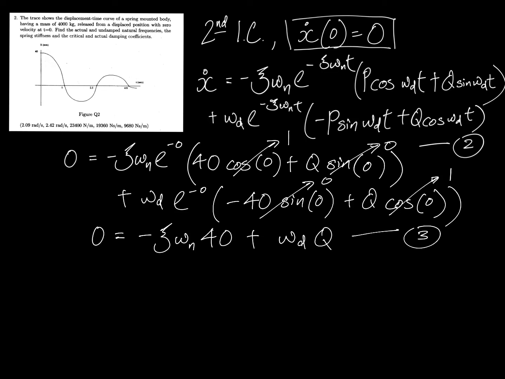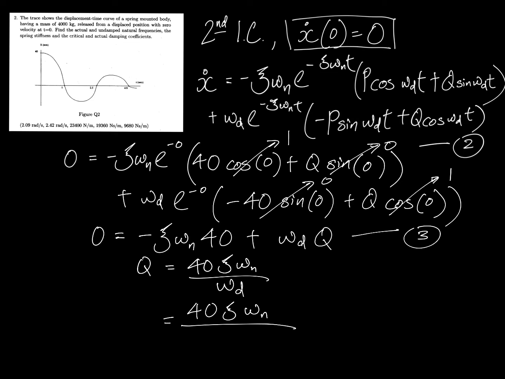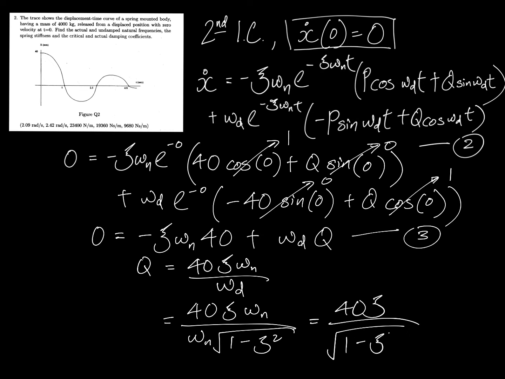Right, so let's rearrange the term. Q is equals to 40 zeta omega n over omega d, and let's substitute omega d with, right, omega d is equals to omega n square root 1 minus zeta square, and this will be equals to 40 zeta over square root 1 minus zeta square. Okay, so we have our Q.